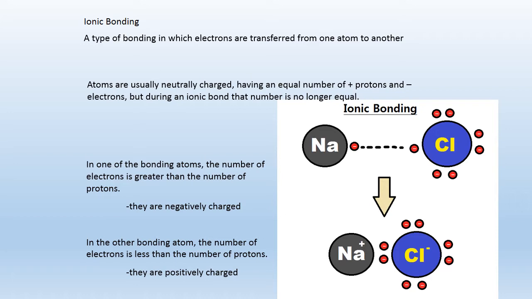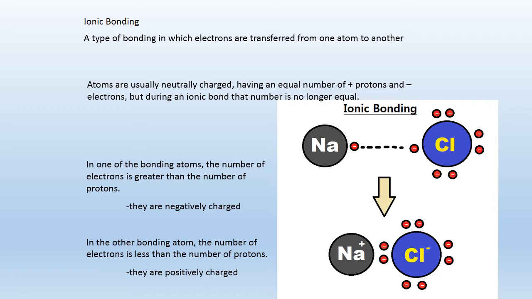The compounds made from ionic bonding, called ionic compounds, are usually hard, brittle, and have high melting temperatures. Sodium chloride, or table salt, is a common example of an ionic compound. All ionic compounds are actually called salts, but most are not edible.